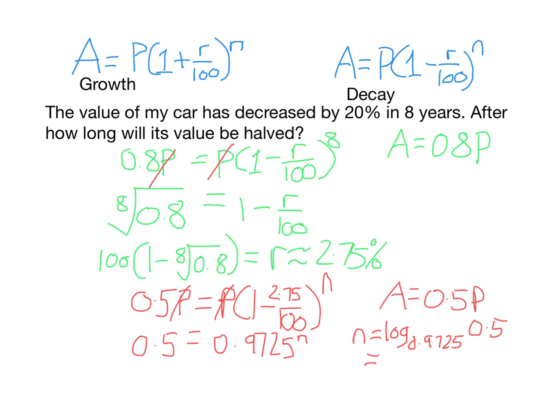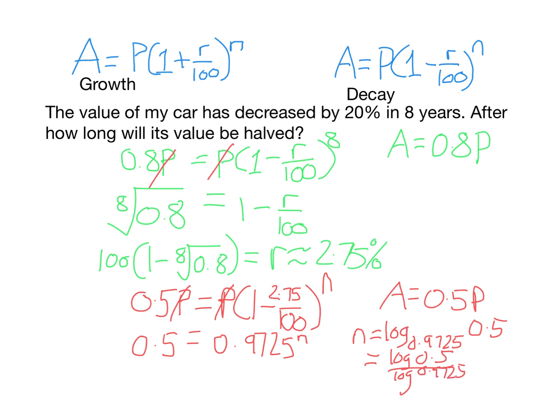So if your calculator doesn't allow you to input the base, then you'll need to use the change of base. Put in your calculator log. Now this number goes on top in the change of base, 0.5, and then on the bottom it will be log of 0.9725.